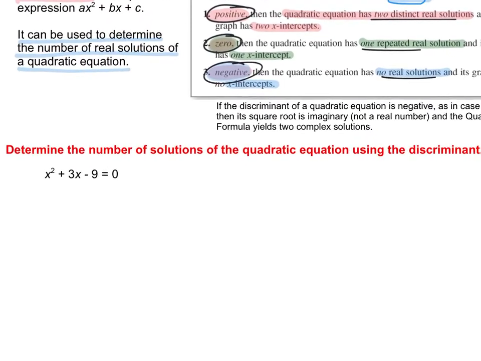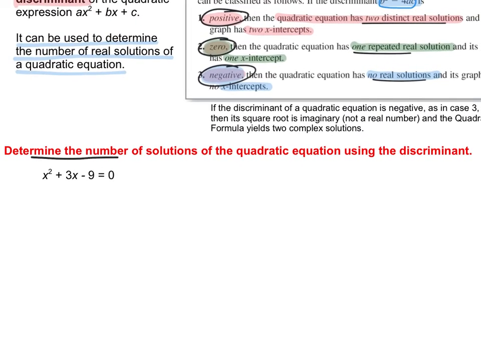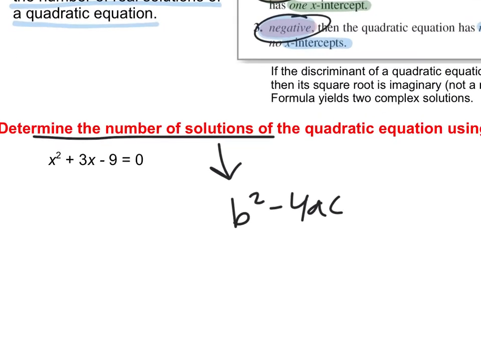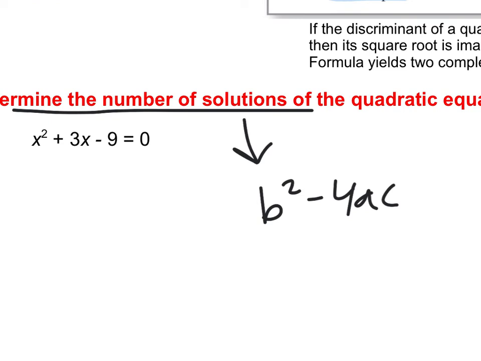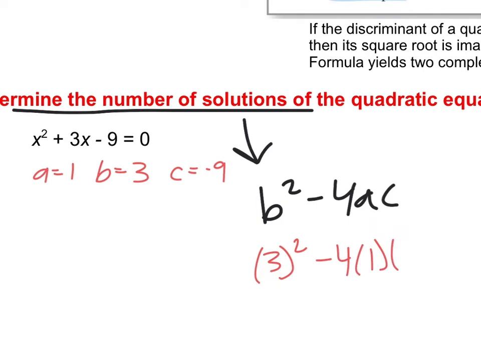So one thing your homework will ask you to do is determine the number of solutions. To do that, all we have to do is do b squared minus 4ac. We don't have to do the entire quadratic formula. So in our case, this is the same problem. It looks like our a value is 1, our b value is 3, our c value is negative 9. So if we do 3 squared minus 4 times 1 times negative 9, that's 9 plus 36, which is 45.